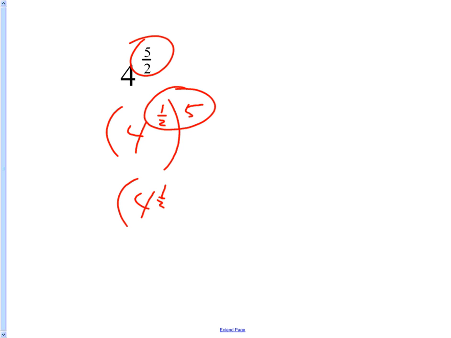So why do this? Because you can do 4 to the 1/2 in your head. What is 4 to the 1/2 power, which is the square root of 4? The square root of 4 is 2, so 2 to the 5th. Well, 2 times 2 is 4, times 2 is 8, times 2 is 16, times 2 is 32. That was 5 times, so 32.